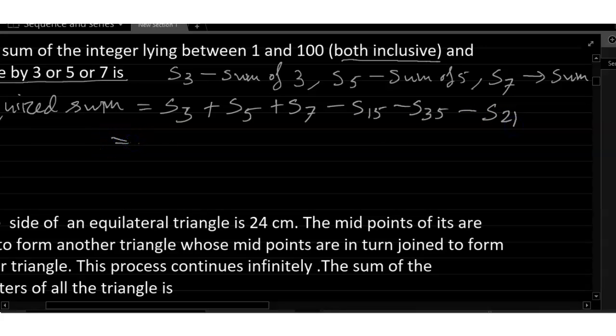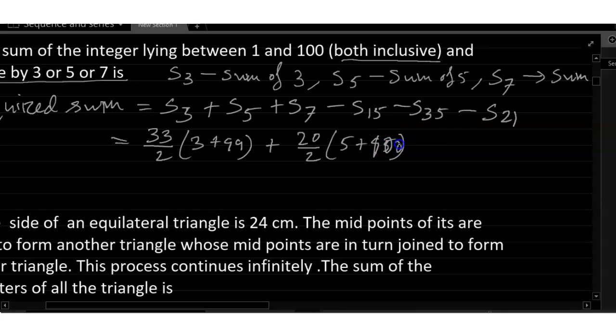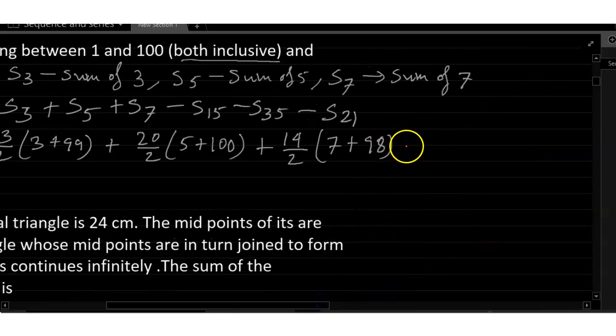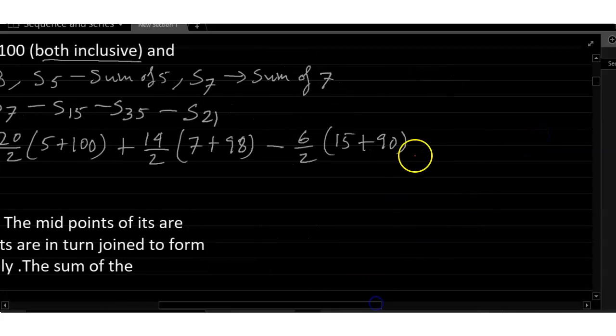S21. So as it is inclusive, we get 33 divided by 2 times (3 plus 99), sorry, not 95, it is 100, and 14 divided by 2 times (7 plus 98). Similarly, we get 15, then 6 by 2 times 90, minus 2 by 2 times (35 plus 70).